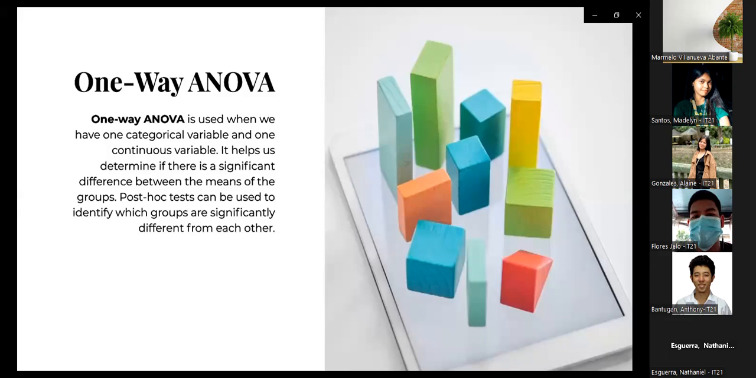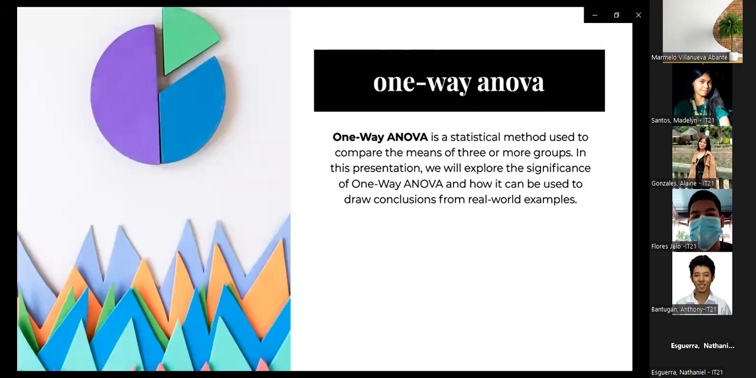One-way ANOVA is used when we have one categorical variable and one continuous variable. It helps us determine if there is a significant difference between the means of the groups. Post-hoc tests can be used to identify which groups are significantly different from each other. It is a statistical method used to compare the means of three or more groups. In this presentation, we will explore the significance of one-way ANOVA and how it can be used to draw conclusions from real-world examples.